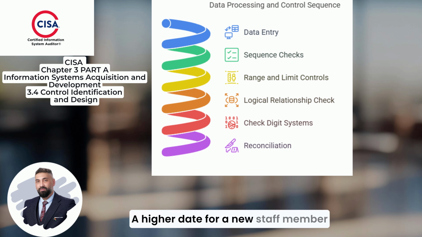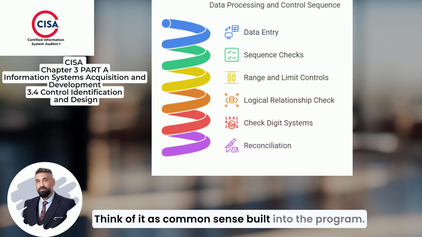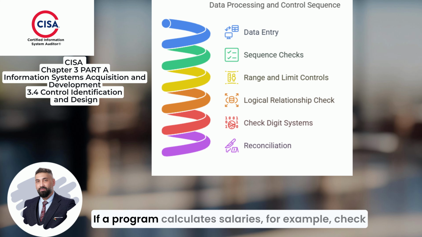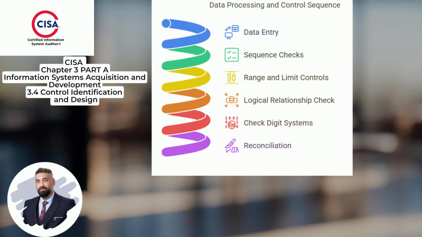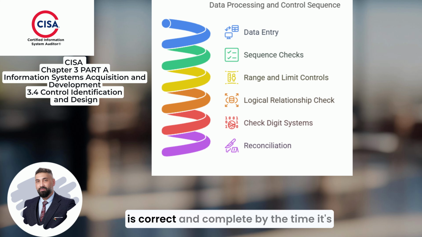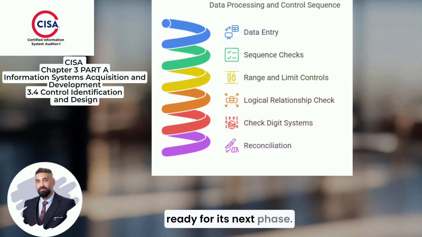A hire date for a new staff member can't be earlier than their birth date. Think of it as common sense built into the program. These controls aren't just about catching errors, they're about ensuring trust. If a program calculates salaries, for example, check digit systems add an invisible extra layer, verifying that even numbers with typos don't slip through. Forensic-like attention is applied to reconcile totals after every stage of processing, ensuring the data is correct and complete by the time it's ready for its next phase.